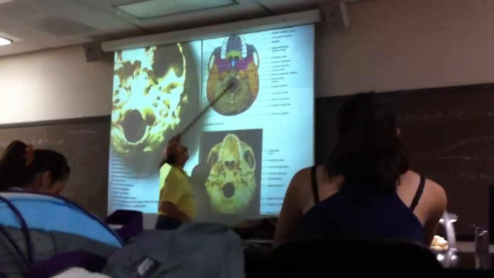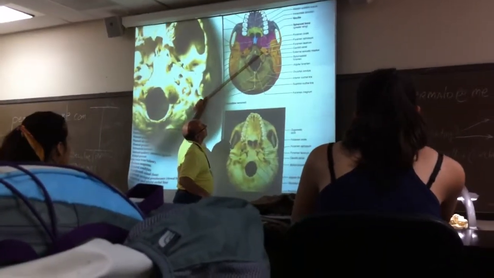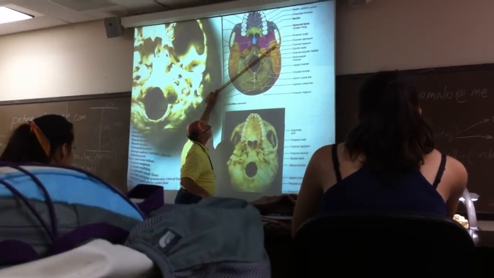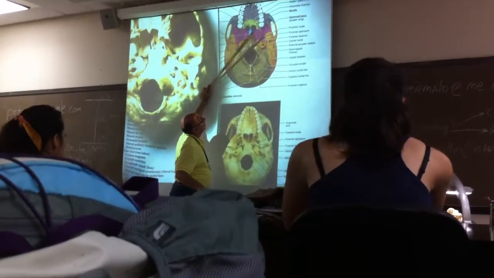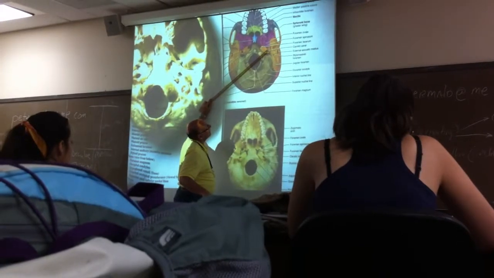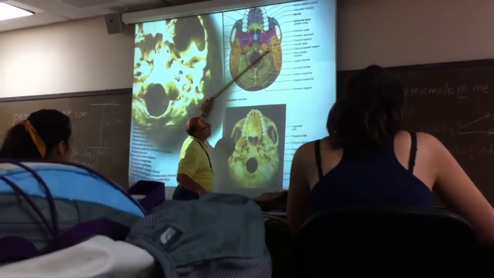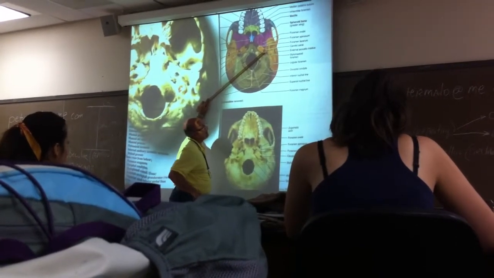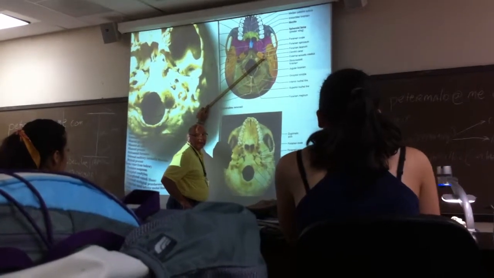Let me show you how that works. Remember, you drew the line. The line was going right in this direction. Right underneath that line is this hole. Now, your book has this as canal. It's a foramen.